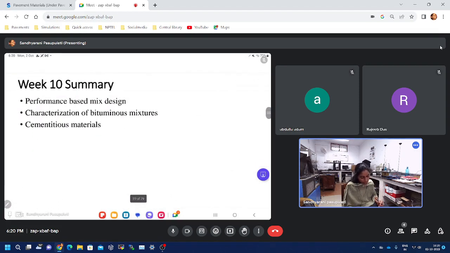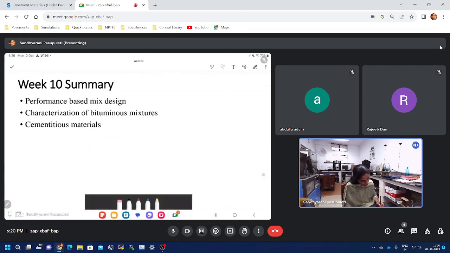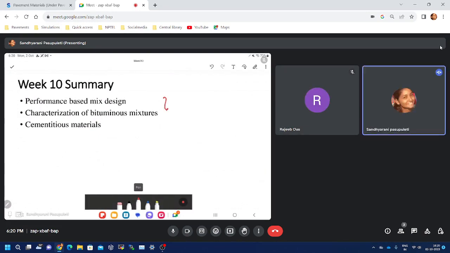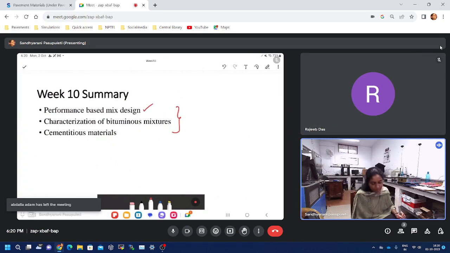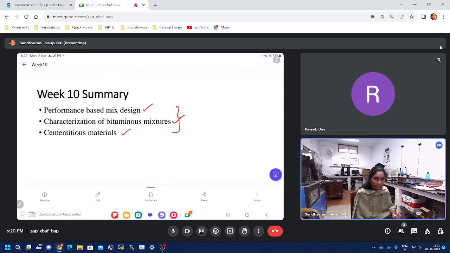So if we come to the summary of week 10, primarily there are 3 topics that have been discussed in this week 10. The first one is performance based mix design, the second is the characterization of bituminous mixtures, and the third is regarding the cementitious materials. Especially we have discussed the production of cement and its physical properties and hydration theory.